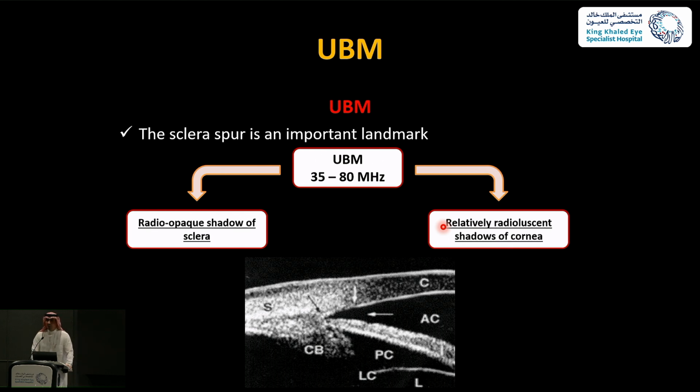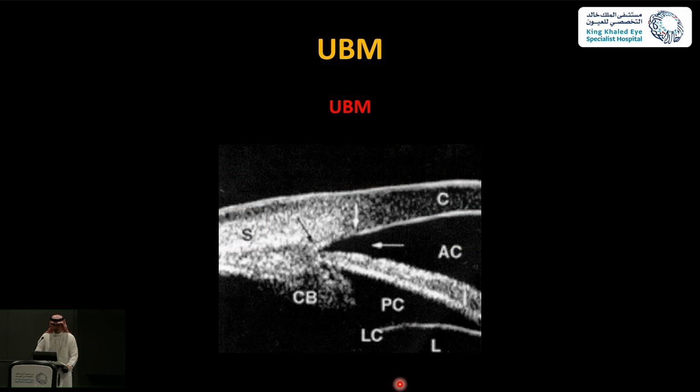So if you are using a UBM, which is 35 to 80 megahertz, you will have a scleral spur, which is showing you the area between a radio-opaque shadow of the sclera and relatively radiolucent shadow of the cornea. What we mean by the scleral spur is the area laying in the middle here. That area is the cornea, and that's the sclera. Under it is the ciliary body. You have the posterior chamber, the lens capsule, and the lens. Again, you have the scleral spur, which is your important landmark. You have the sclera, cornea, anterior chamber, posterior chamber, ciliary body, lens capsule, and the lens.